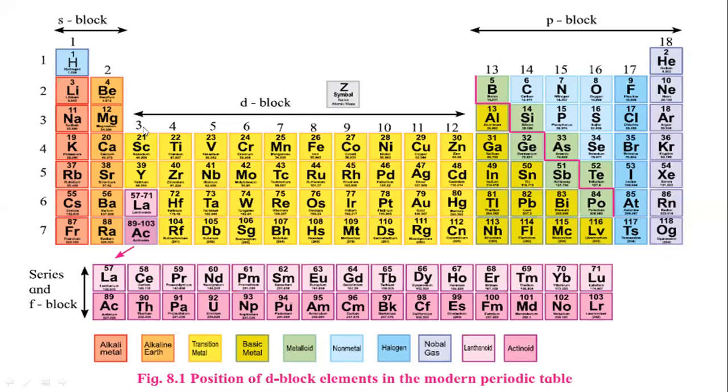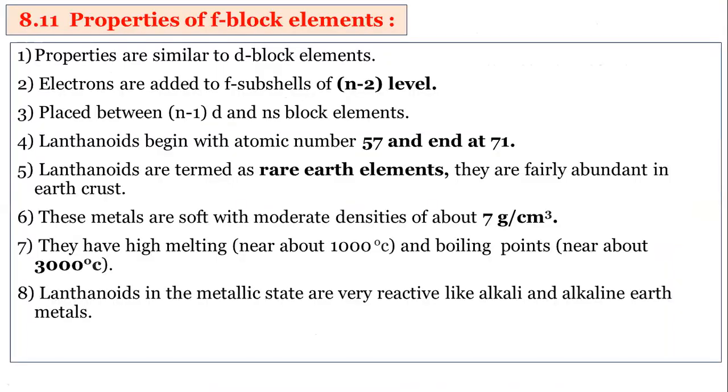Clearly we can see lanthanides are kept in group number 3 and period number 6. The actinides are kept in group number 3 and period number 7. These are the two series. One is the lanthanide series, in which the electron enters in 4f orbital, and the other is the actinide series, in which the last electron enters in 5f orbital. That's why these are also called as F block elements.